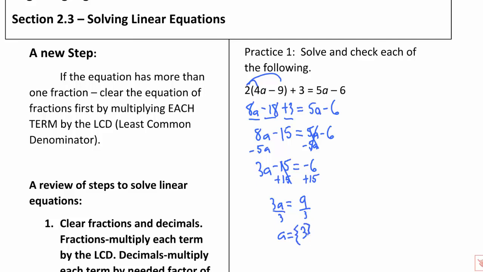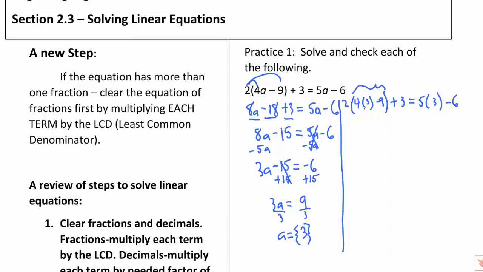This is the solution, but we're going to check to make sure. We're going to plug this back into the original problem. So that's 2 times (4 times 3 minus 9), plus 3, is equal to 5 times 3 minus 6. Again, there's a parentheses on the left-hand side, which means we need to evaluate it first. In the parentheses, there's multiplication and subtraction.